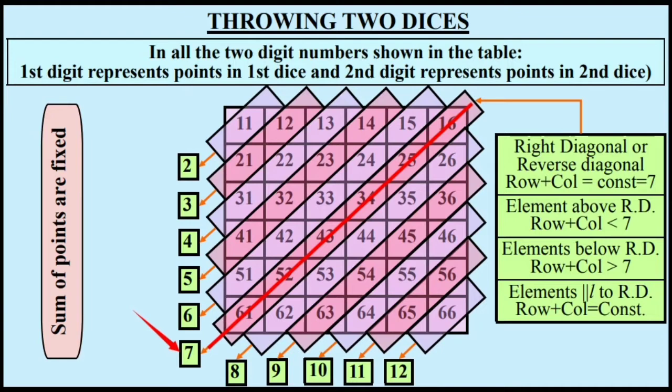Here is another line drawn parallel to right diagonal and the elements falling on this line are 15, 24, 33, 42 and 51, and here we find that the sum of points obtained in two dice is fixed, and that is 6. Here I find that elements falling above right diagonal, the sum of points is less than 7, and the elements falling below right diagonal, the sum of points is greater than 7. So we could observe here that any line you draw parallel to right diagonal, the sum of points obtained in two dice is fixed. Let's take a question based on throwing two dice.